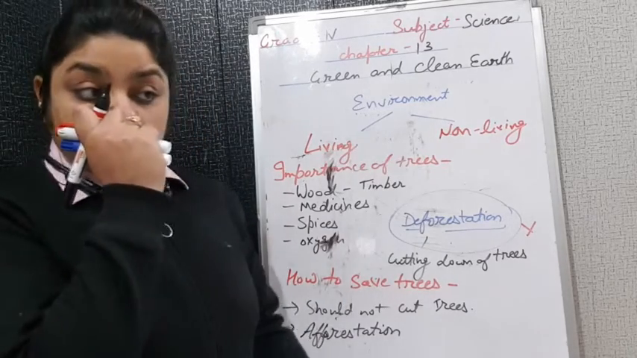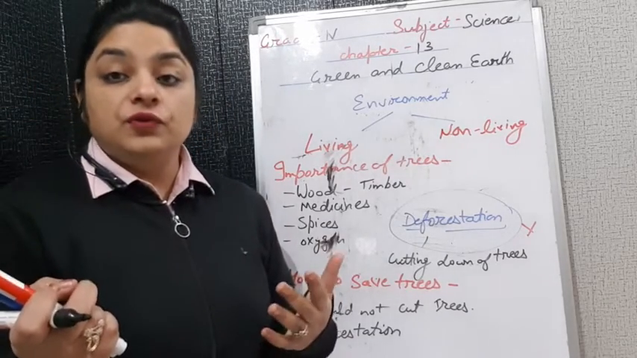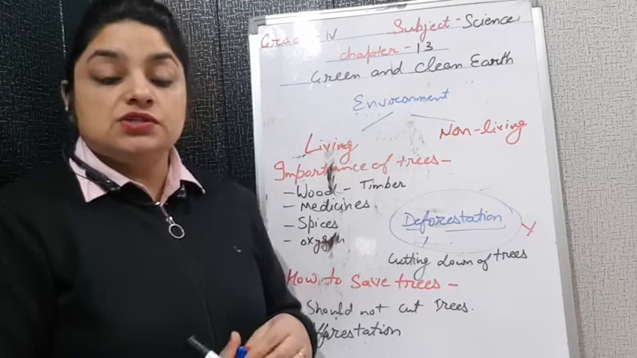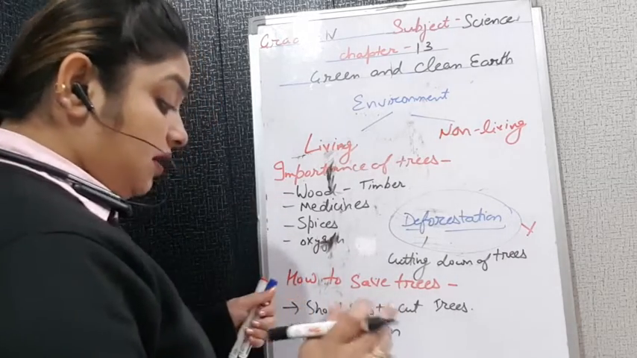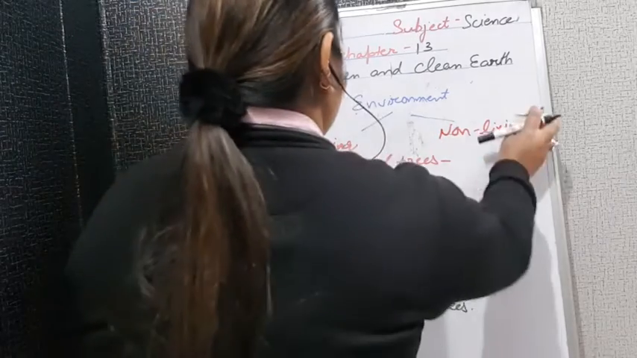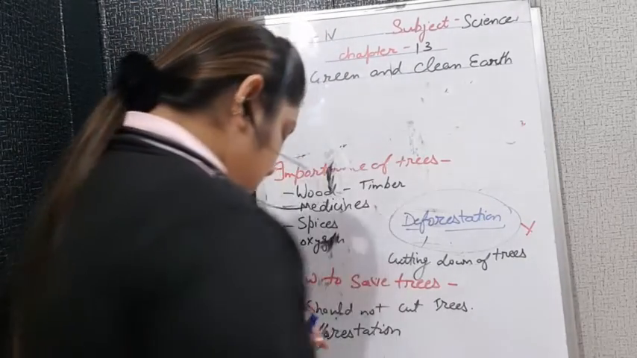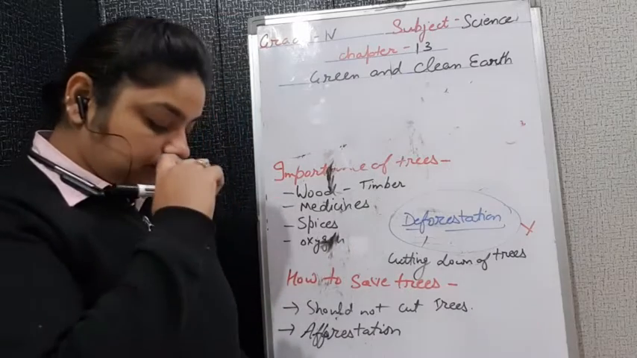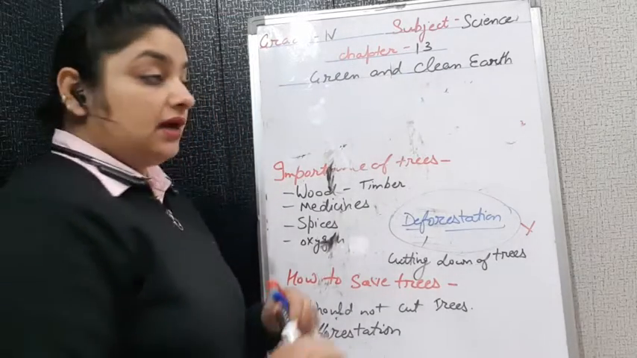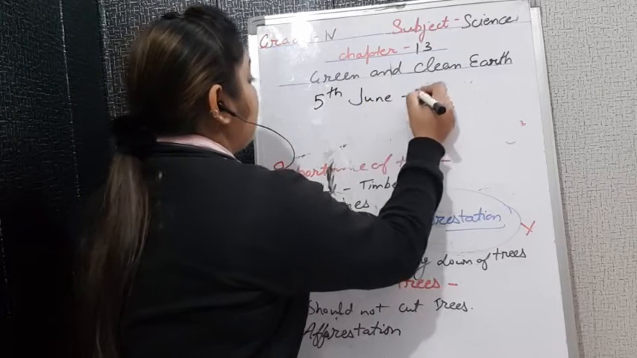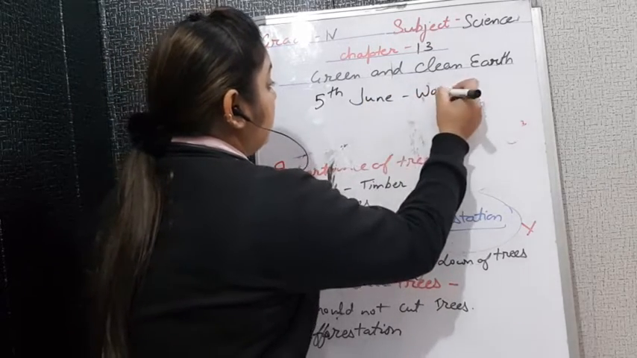And after that, there are a few things, we can keep some programs also. Even there is one thing that is every year, in the month of June, that is on 5th of June, World Environment Day is celebrated.